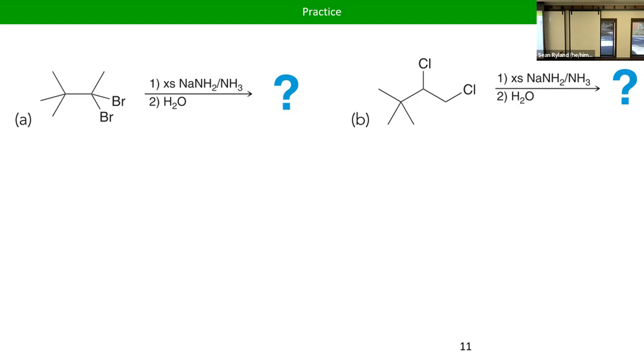All right, so for both of these, what do we get if we have excess amide, or at least three equivalents of amide?